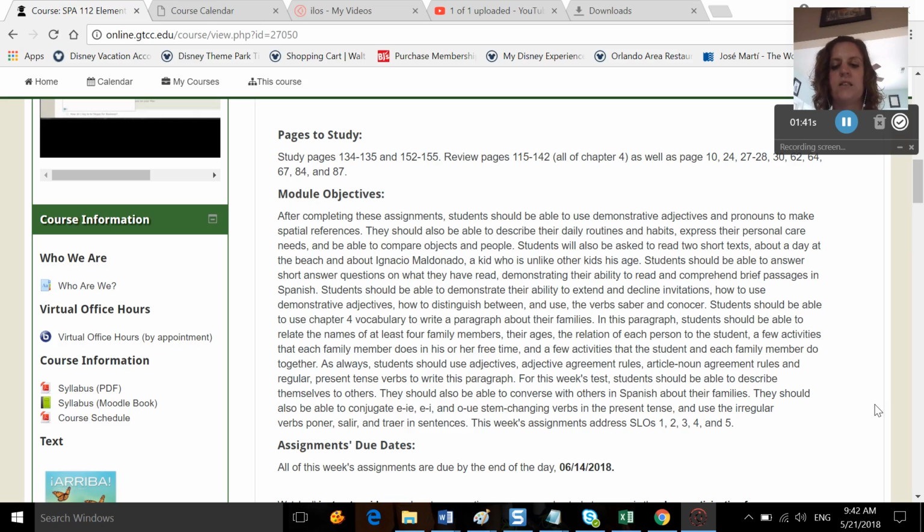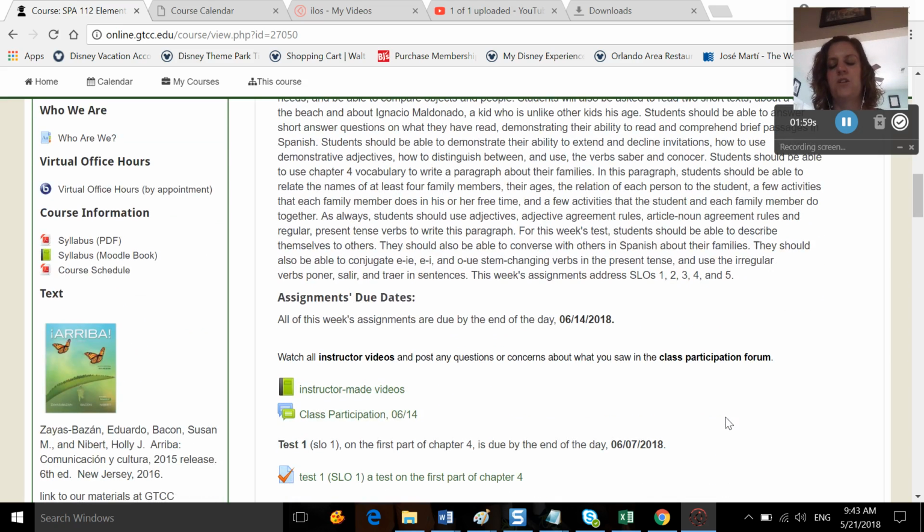For this week's test, you should also be able to describe yourself to others, be able to converse with others in Spanish about your families. You should be able to conjugate E to IE, E to I, and O to UE stem changing verbs and use the irregular verbs poner, salir, and traer in sentences. All of this week's assignments address student learning outcomes 1, 2, 3, 4, and 5.